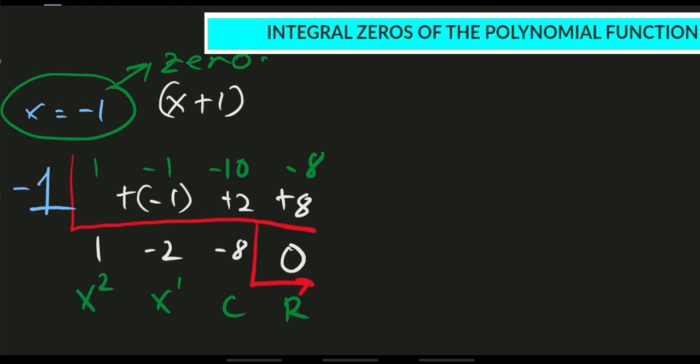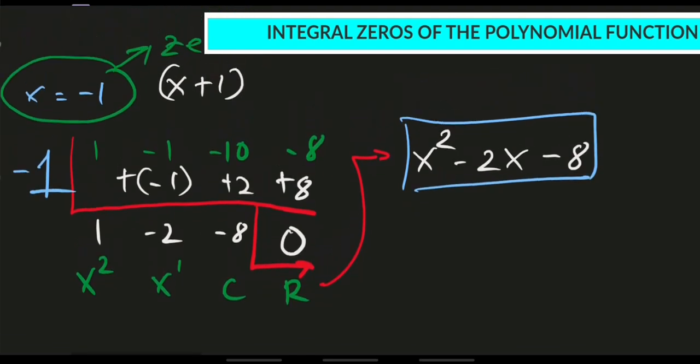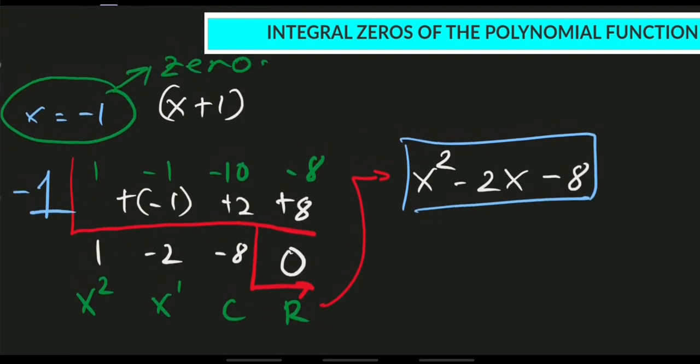That means the answer for this given problem is 1x squared, or x squared, minus 2x, and our constant is negative 8, right? We have the remainder as 0, so that is the final answer for this given division. That means we have a factor of our original problem.